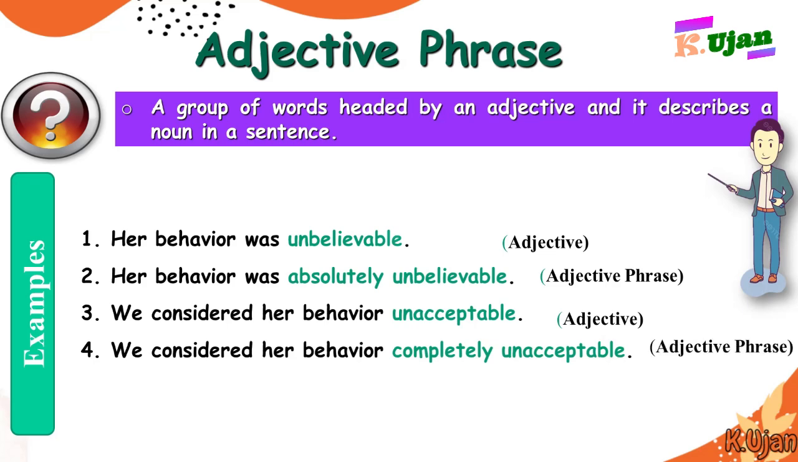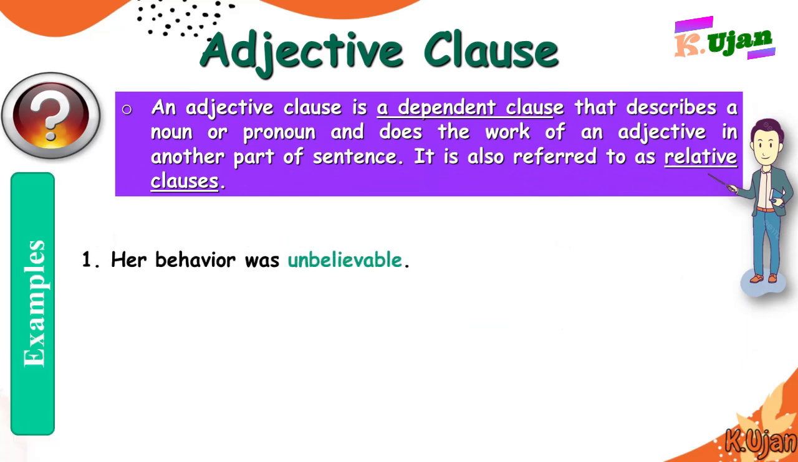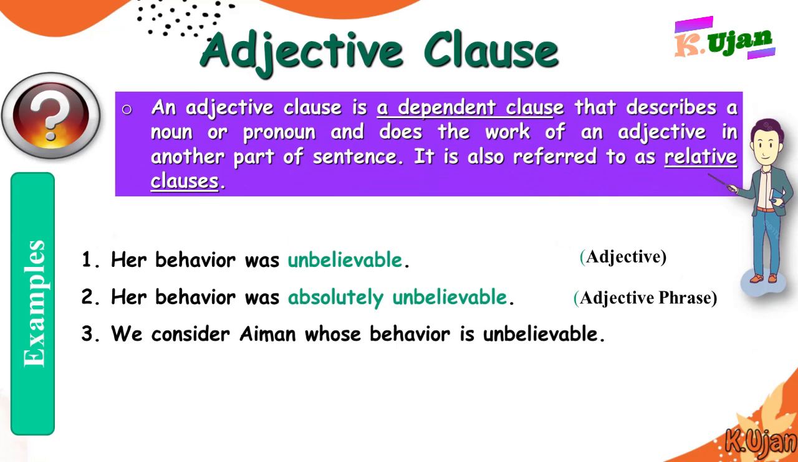Now let's talk about adjective clause. An adjective clause is a dependent clause that describes a noun or pronoun and does the work of an adjective in another part of the sentence. It is also referred to as a relative clause. So let's see. Her behavior was unbelievable. So unbelievable was an adjective. Her behavior was absolutely unbelievable, as we already have learned. This is an adjective phrase. And we considered Eamon, whose behavior is unbelievable.